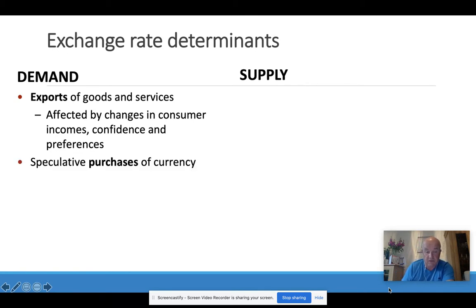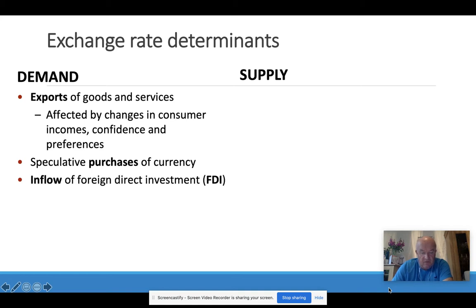We're also going to get some speculative purchases of currency. In some instances, currency investors and foreign exchange dealers will speculatively buy currencies with a view to buying them at a cheap rate and selling them at a more expensive rate, trying to make a profit as a result. So that clearly can have an effect on the demand for our currency. If we get inflows of foreign direct investment, shortened to FDI, that clearly is also going to have an effect on the demand for our pounds.